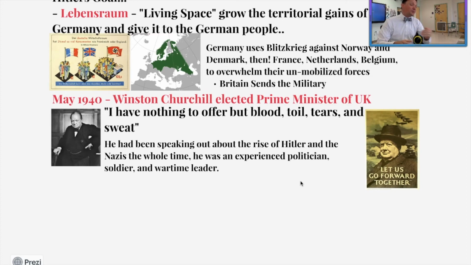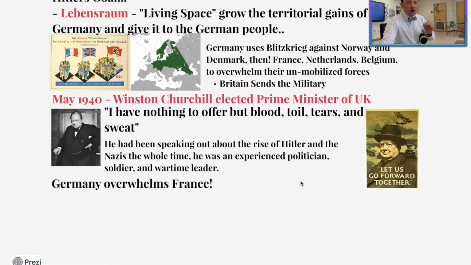He had been speaking out about the rise of Hitler the entire time, right? He was actually a member of parliament all the way back in the First World War, and a part of the War Commission during the First World War. He was an experienced politician. He was a soldier himself and was a phenomenal wartime leader. Regardless of his politics, because some people believe that he was politically less inclined, I disagree. I think he was the right person to lead Great Britain during this war, right?